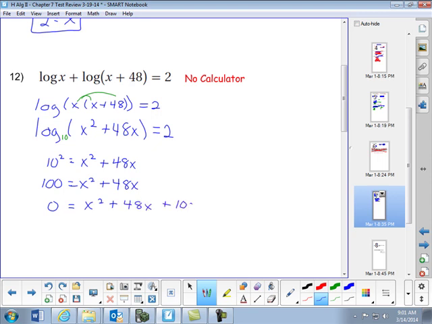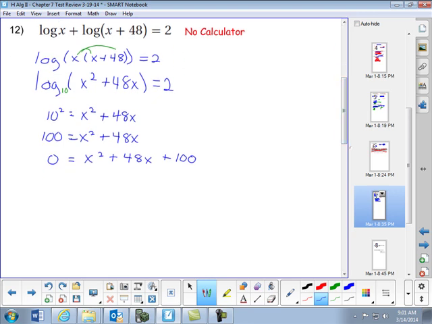Now, remember this is a no calculator part. You could use the quadratic formula, but I think you're going to find tomorrow or when the test is that this is going to be much, much easier if you factor it. So a is 1, quadratic trinomial, life is easy. We can factor this and we say what multiplies to give me 100 and adds to give me 48.